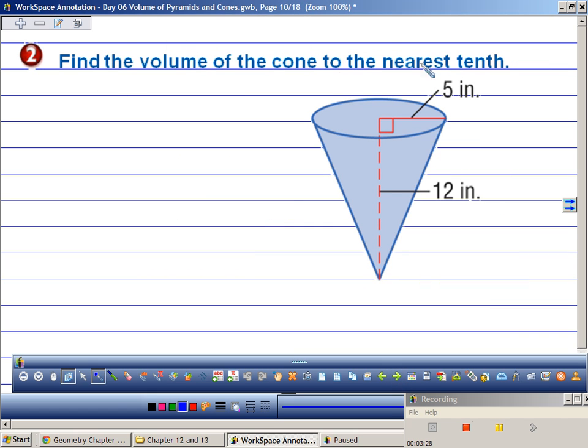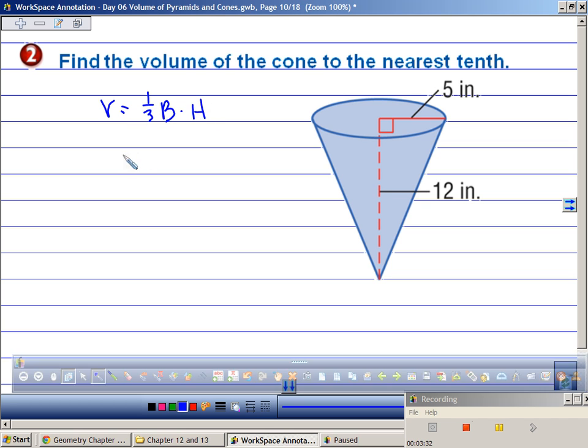Okay, moving on. Find the volume of the cone to the nearest tenth. Volume equals 1/3 the base times the height. This cone has a base of what? A circle, right? Times however high the circle is. So 1/3 of pi times the radius squared times the height, which is 12. What's 1/3 of 12? 4.